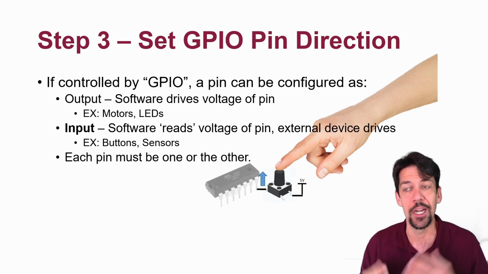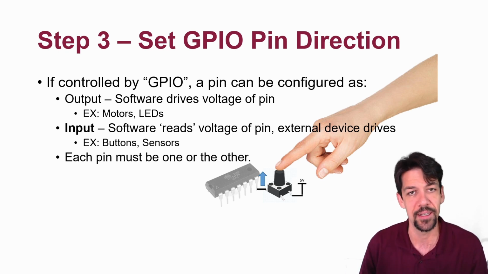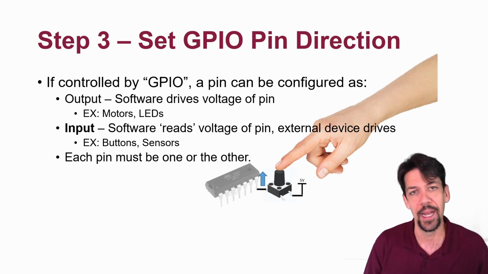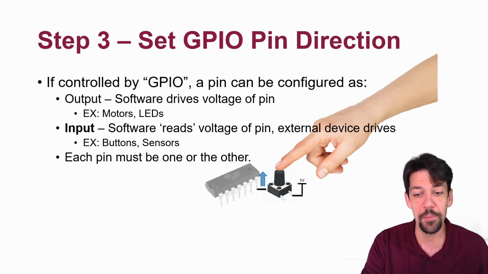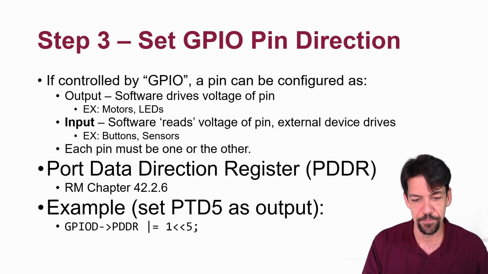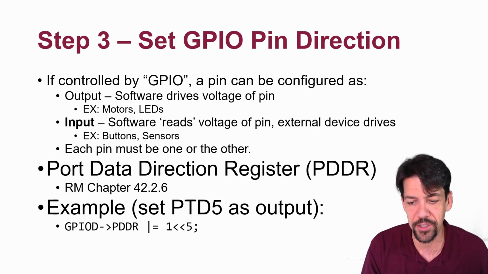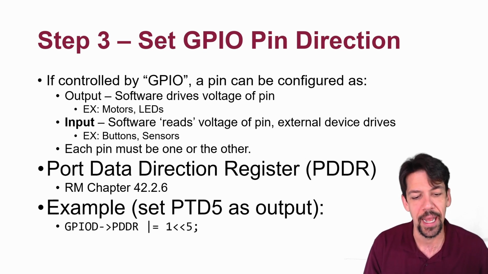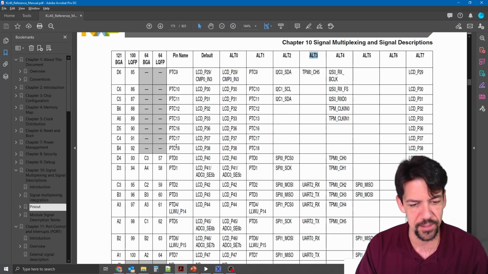Each pin can only be one or the other. It can't be both an input and an output at the same time. It has to be one or the other because there's an actual electrical configuration that happens that we need to set up. And the GPIO pin direction bits do that configuration. We do this through the Port Data Direction Register, or PDDR. This is in Reference Manual Chapter 42.2.6, so let's go look at that.